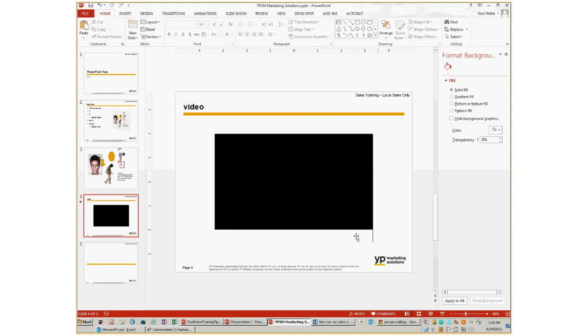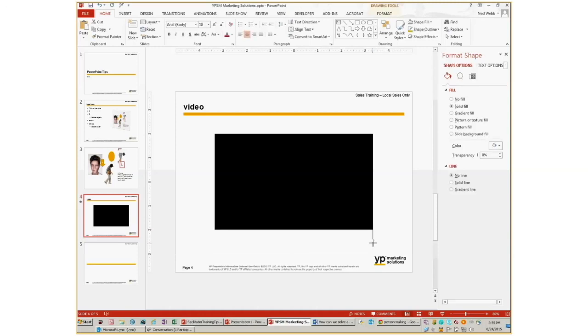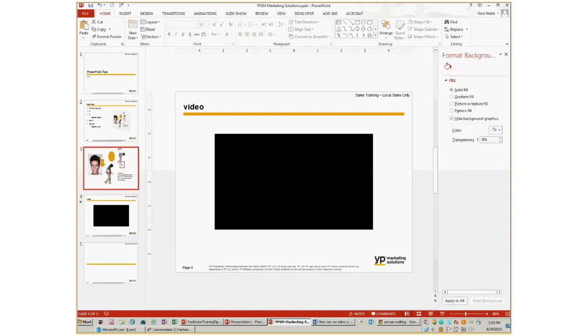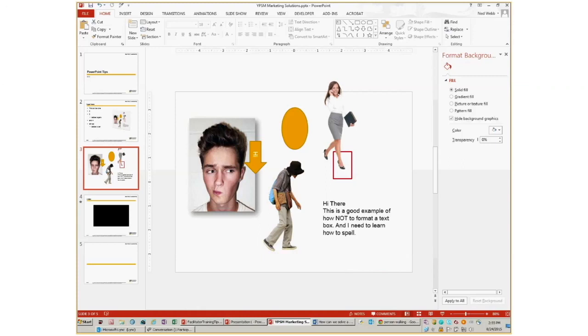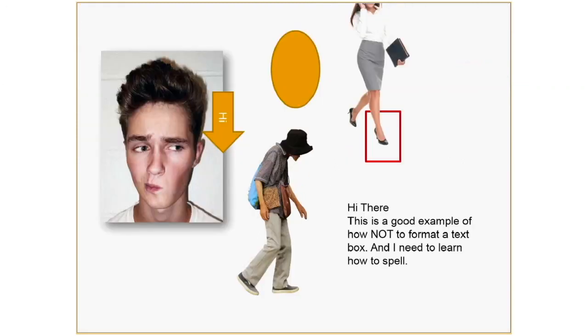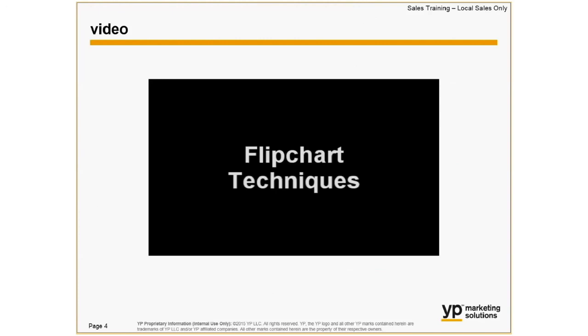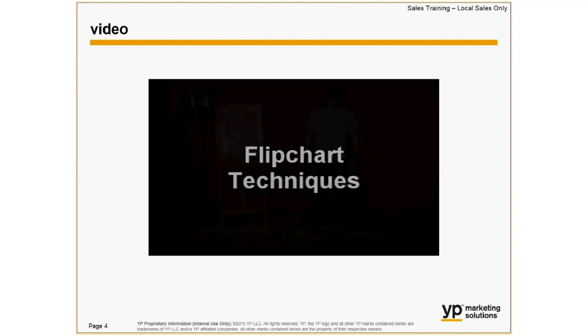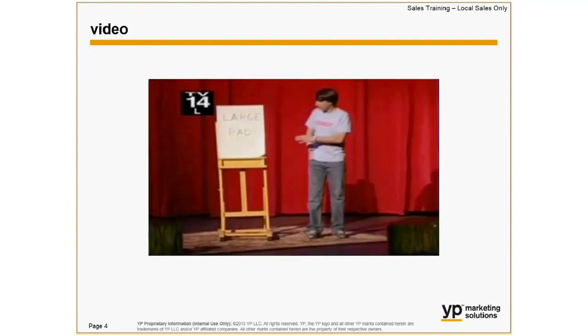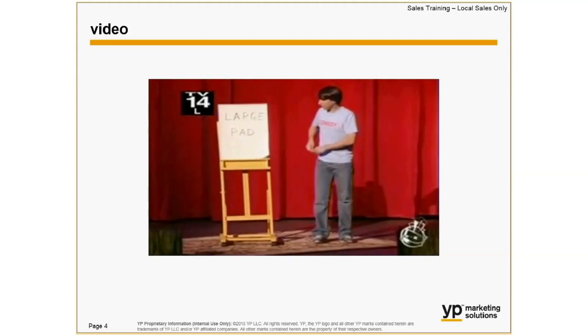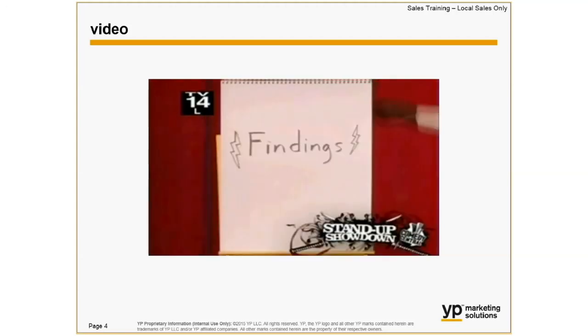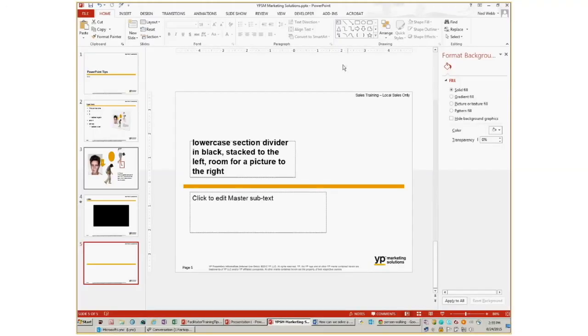Now I've got to make that a little bit larger. When I run from here and click, you see just the image, and that's going to play all the way through. So that's how you add a video and have it start running immediately.